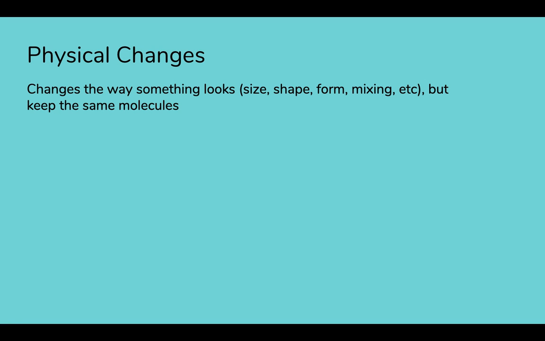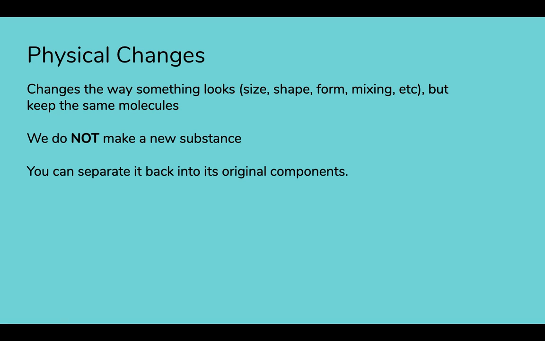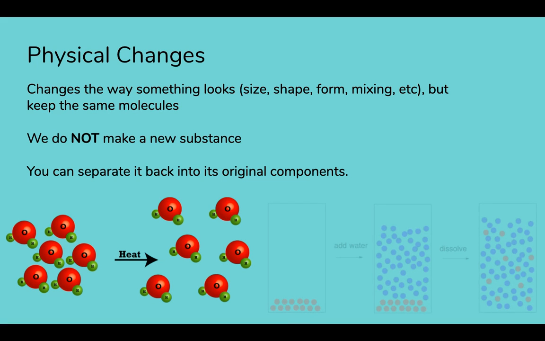For physical changes, and we've talked about these before, we know that these are the changes that change the way something looks, like the size, the shape, the form of something, or mixing, but it keeps the same molecules. We do not make a new substance with physical changes. You can usually separate it back into its original components. Some things might be a little bit more difficult than others to separate, but in essence, we can always separate it back to its original components.